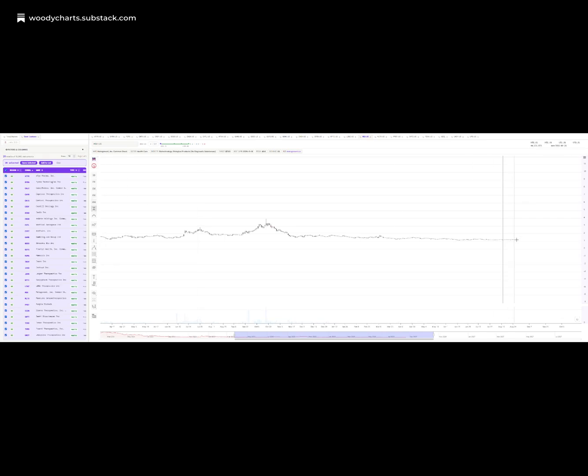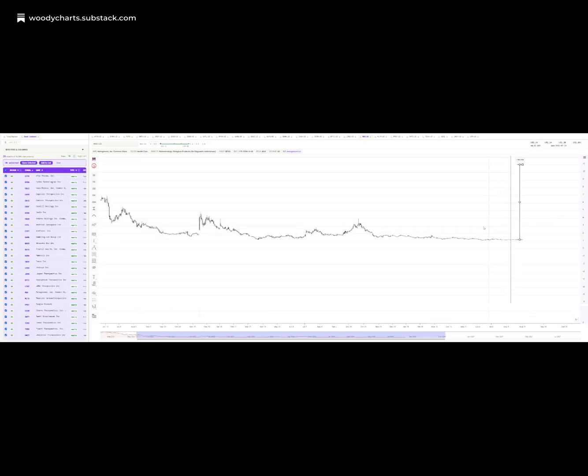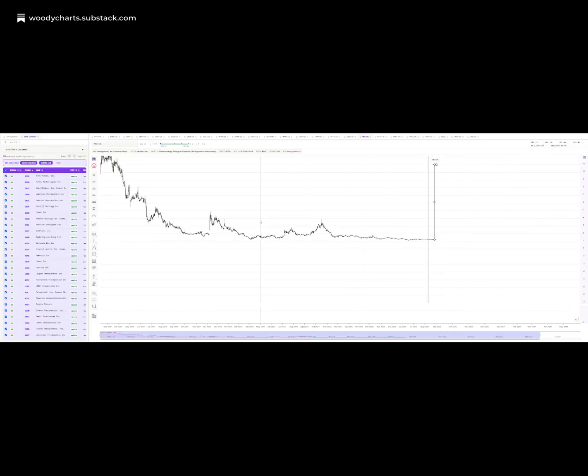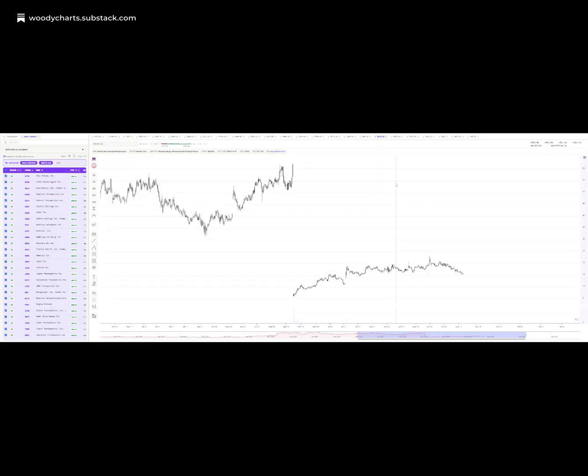Right, $11. You're looking at a 7-bagger if that was to happen. But that's got a long way to go, and that's as far back as the chart goes. So it's been up there previously. Will it get there? I don't know. MLTX, I don't like the looks of that one. She's angled down.